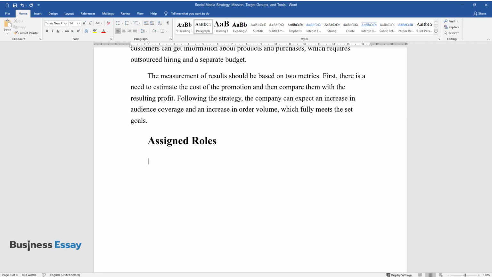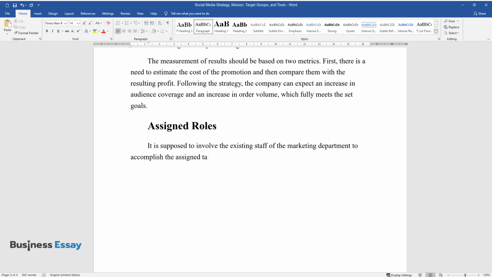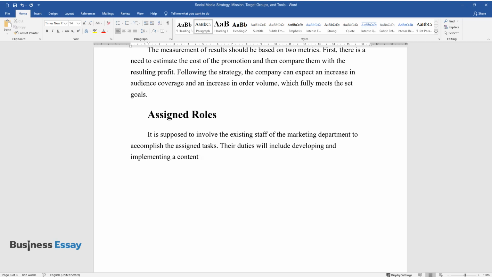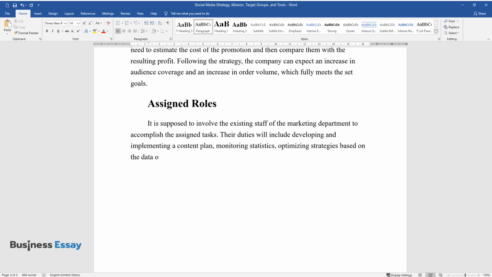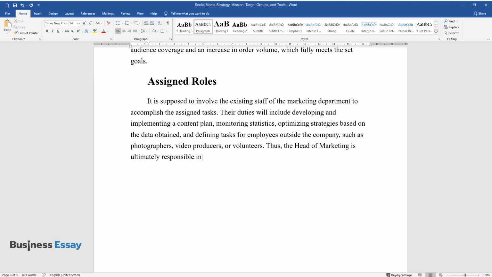Assigned roles. It is supposed to involve the existing staff of the marketing department to accomplish the assigned tasks. Their duties will include developing and implementing a content plan, monitoring statistics, optimizing strategies based on the data obtained, and defining tasks for employees outside the company, such as photographers, video producers, or volunteers. Thus, the head of marketing is ultimately responsible for the company's social media presence.